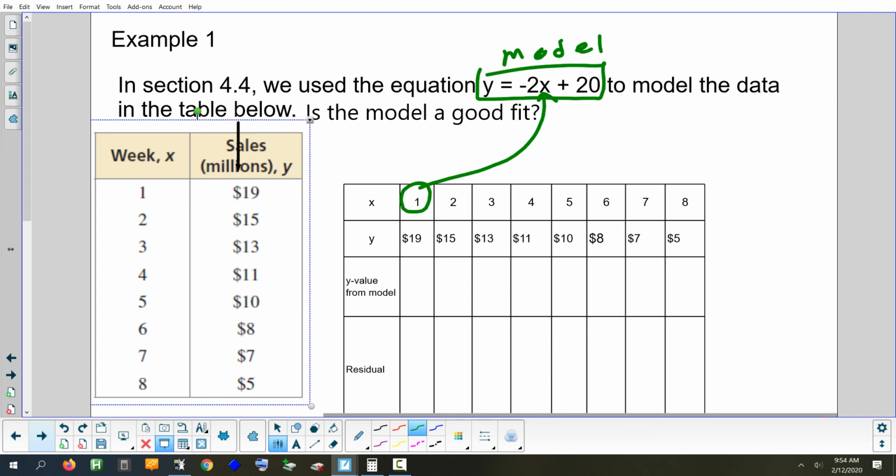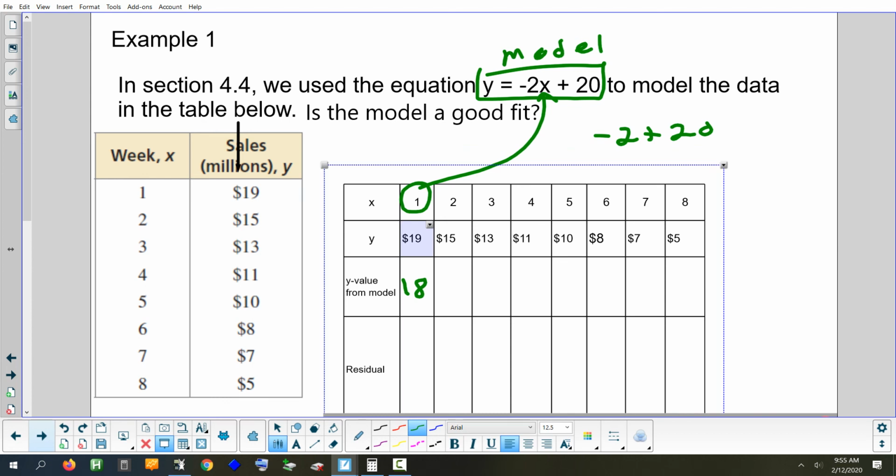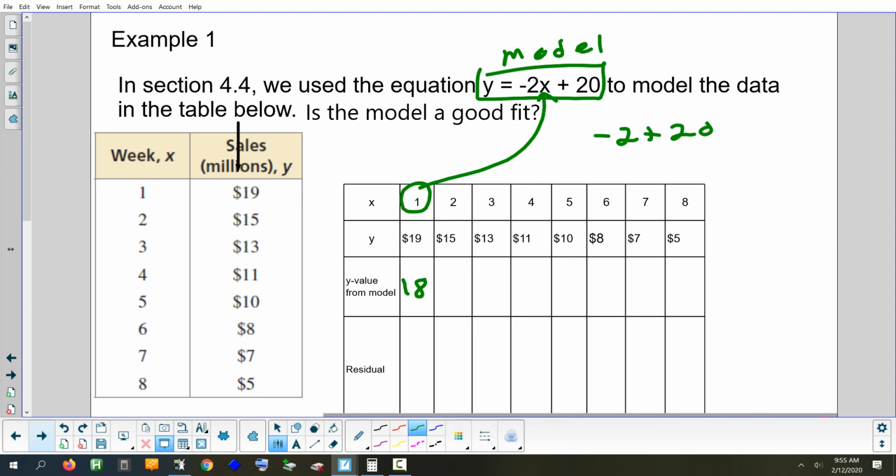Okay. What's negative 2 times, let's fill in 1. It's negative 2 times 1. Negative 2 plus 20. What's negative 2 plus 20? 18. So let's just look at that for a second. The actual y value from the table is 19. The model predicted 18. Did the model do a good job predicting it in that case? Yeah, it's pretty close. I mean, if the model predicted 4, I'd say, no, that's not that close. How close was it? Well, it was 1 away. We're going to write that down in a second. The residual is how far away that number is from that number. Right? But we'll do that after.